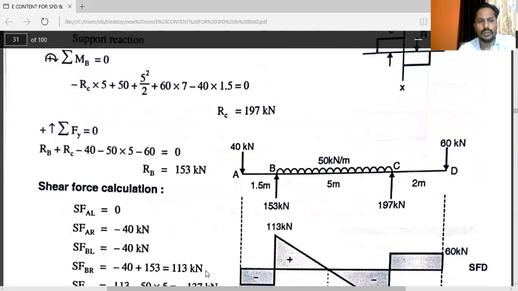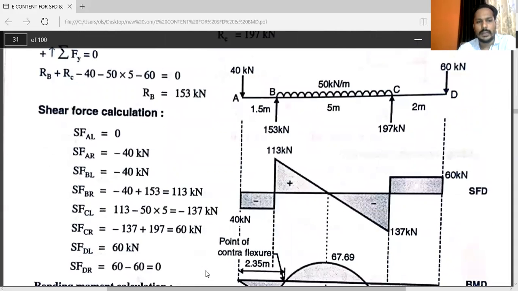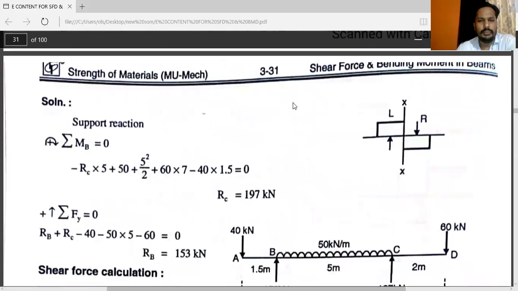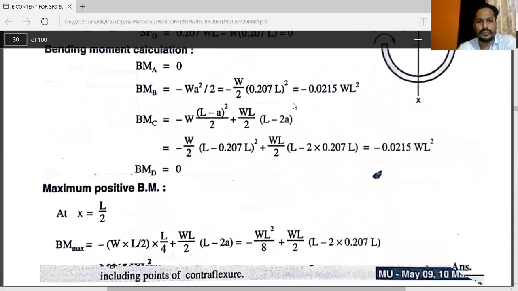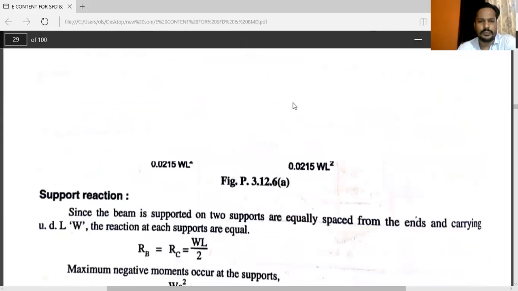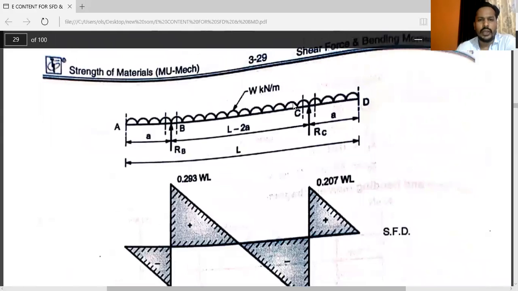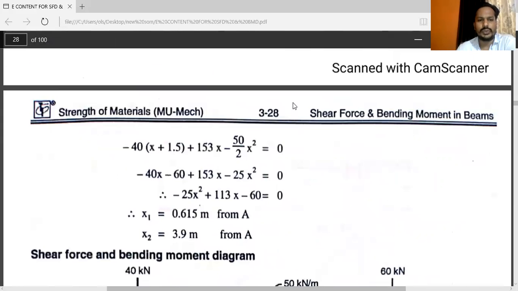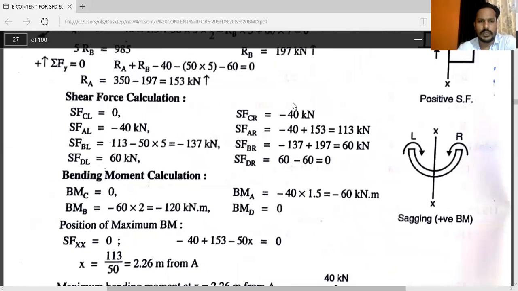Shear force calculation, not shear support reaction. The next step is to calculate shear force. The second step is to calculate shear force. Every time you have to consider the given points while calculating shear force. The important thing is the concept of just to the left, just to the right. That is very important.